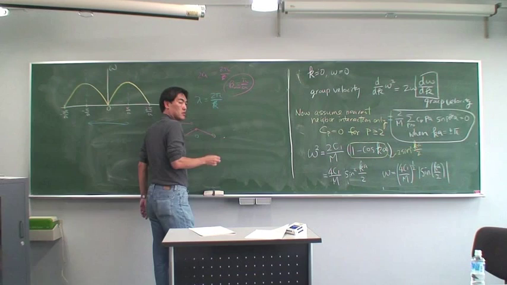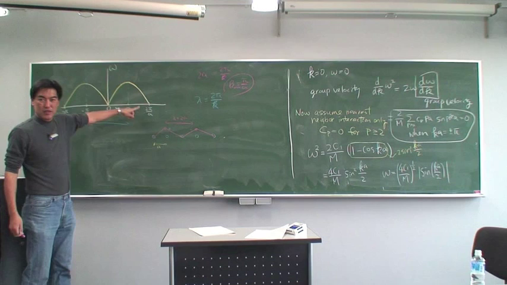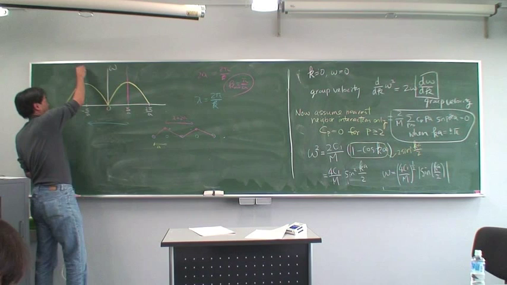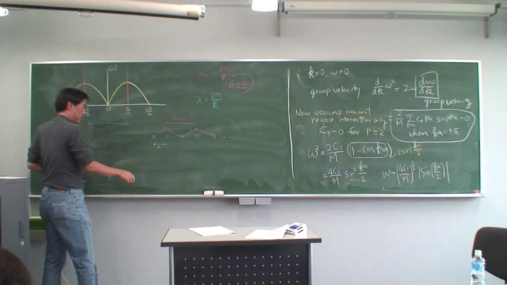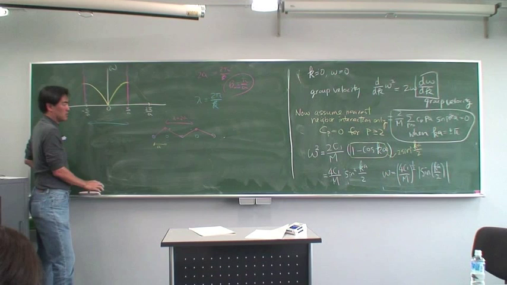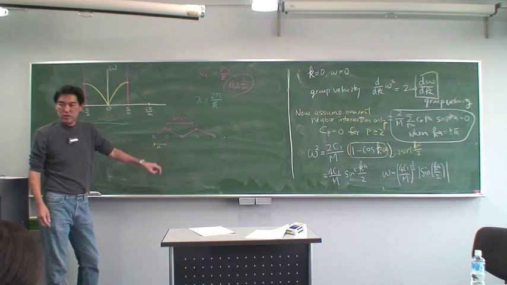So even though I drew it like this, physically, the maximum k you can get is here and here, right? And you cannot have this part, so we have to erase it, because this part is physically impossible. You cannot have any shorter wavelength than this. Is it clear?